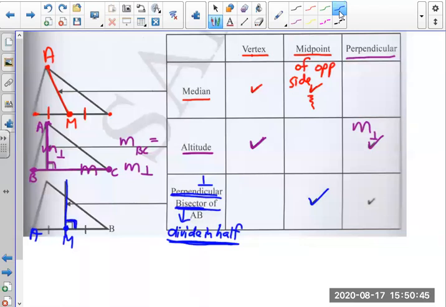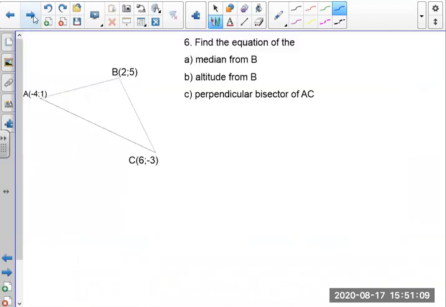So what do you need? You need to calculate the midpoint first with the formula. Then you're going to calculate the gradient of AB. And then you must know the gradient of the perpendicular line, minus the inverse. Okay, so if I can show you an example, I can give you something like that.